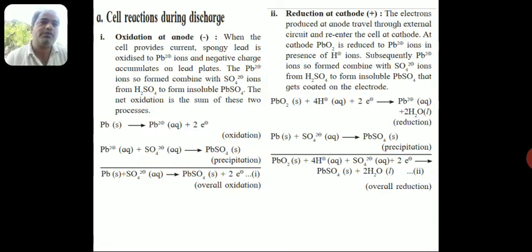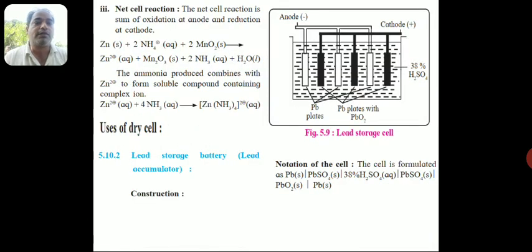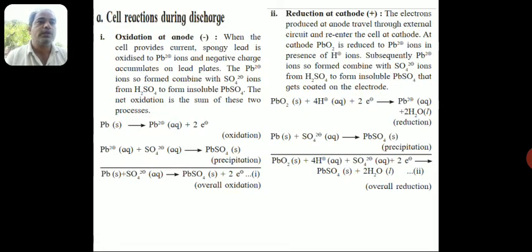It is very important. Now see the reduction at the cathode, that is the positive electrode. The electrons produced at the anode travel through the external circuit and re-enter the cell at the cathode. See in the diagram, the electrons from the anode go through the external circuit and again enter the cathode, through the external circuit, and re-enter in the cathode.